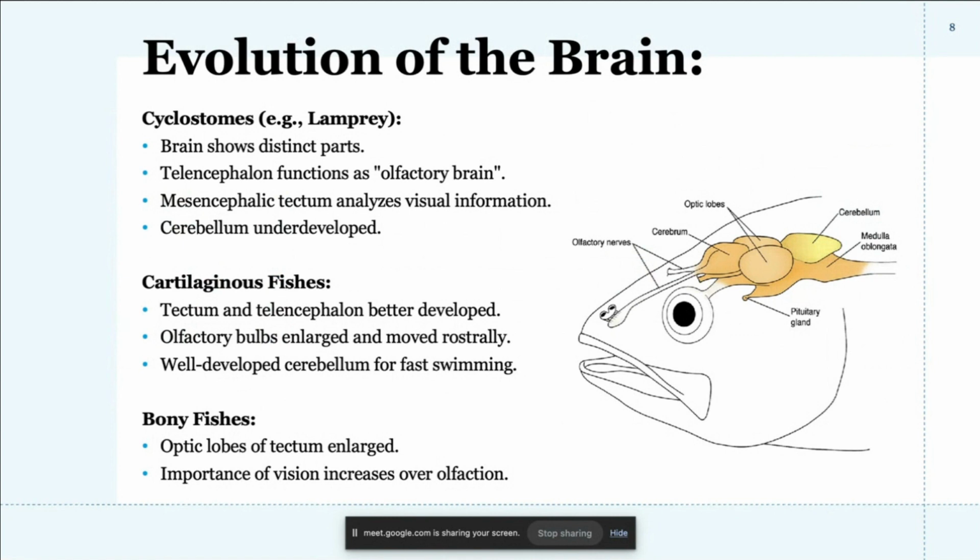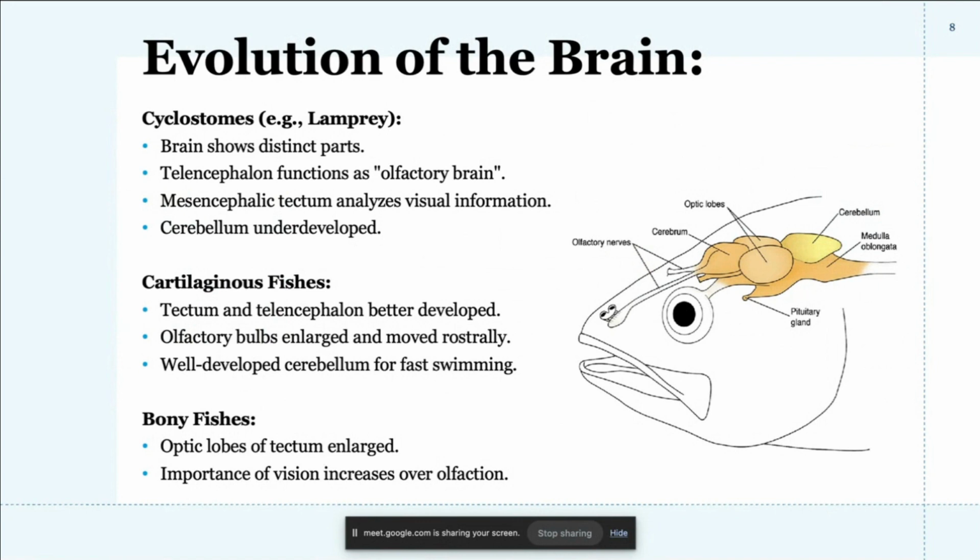They just have their caudal tail, that one tail at the end that will push them through the water, but they're not really good swimmers, okay? So it makes sense that their cerebellum is underdeveloped because the cerebellum is important for movement. Then cartilaginous fishes, remember, are much better swimmers, and for that reason they have a well-developed cerebellum. The cartilaginous fishes also now have paired fins. Their tectum and telencephalon are better developed, meaning that their sense of smell is better. The olfactory bulbs are larger.